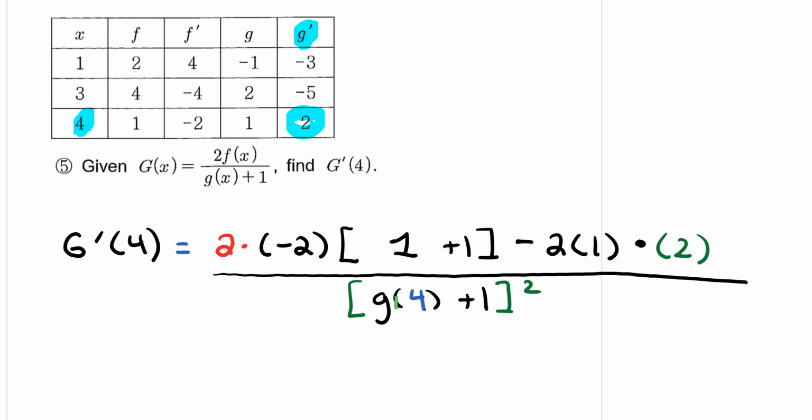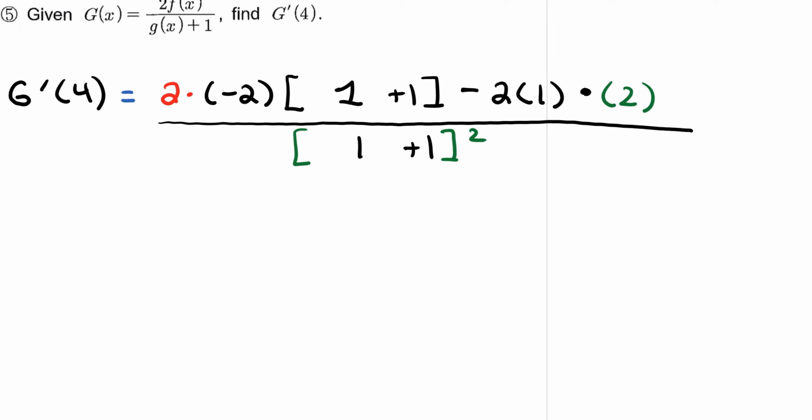Okay, and then we have a g of 4 here. So here's g, here's 4. g of 4 is a 1. So this will be 1 plus 1. Okay, so I think that's good. Now let's go ahead and compute the numbers here. So 2 times negative 2, that's going to be negative 4. And then 1 plus 1 is going to be 2, minus, and then I have 2 times 2, which is going to be 4, right?